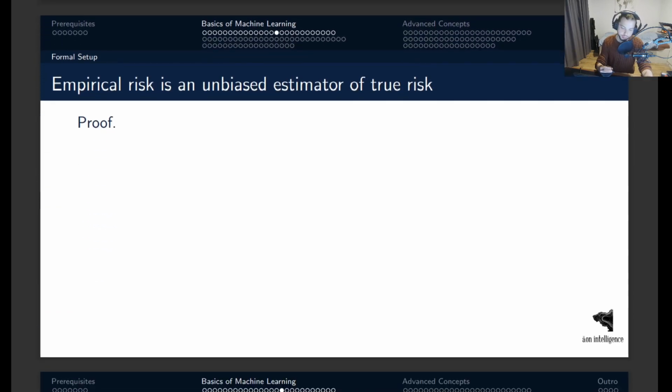Now to the first proof of this module. The statement I want to prove now is that the empirical risk, as defined on the previous slide, is an unbiased estimator of the true risk. And this is a useful property because this tells us that using this definition, we will produce an estimate of the true risk that is not biased in a sense. So let's do this really formally.